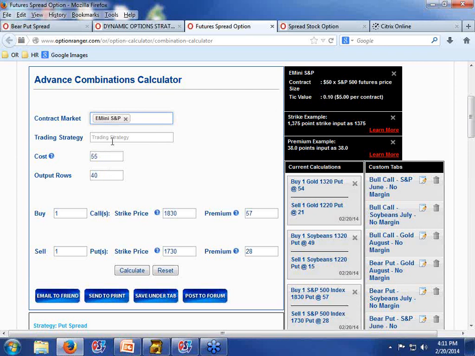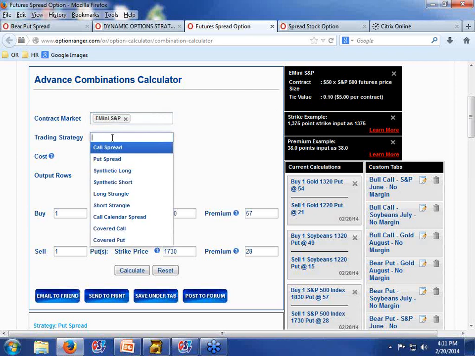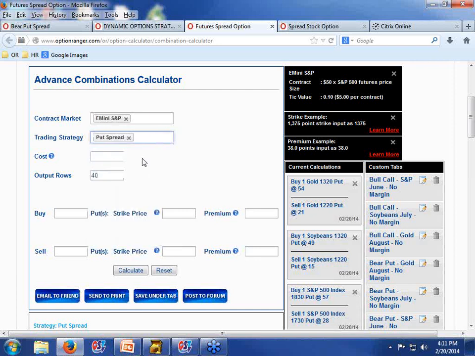So instead of leveraging about 450,000, you're leveraging closer to around 100. So let's see, 50 times the index, so we'll call it 1,800. And let's pick the strategy again. We're going to go to a put spread.